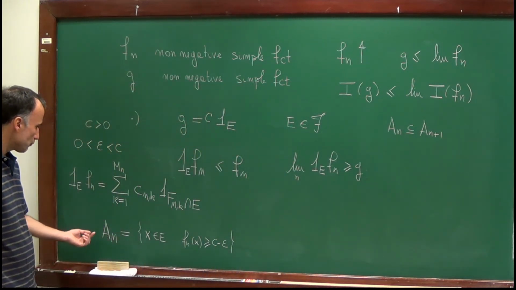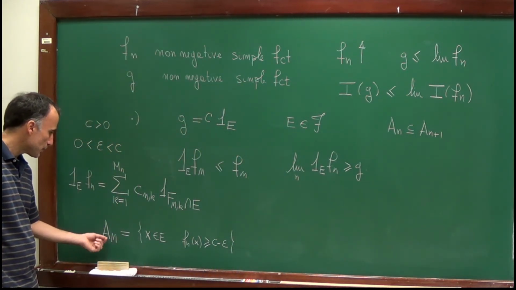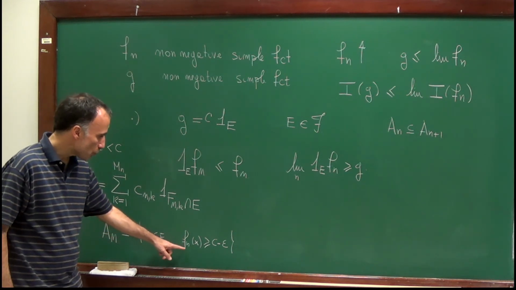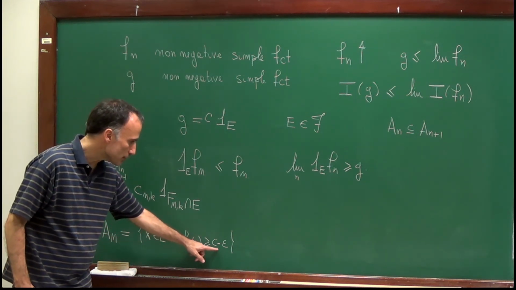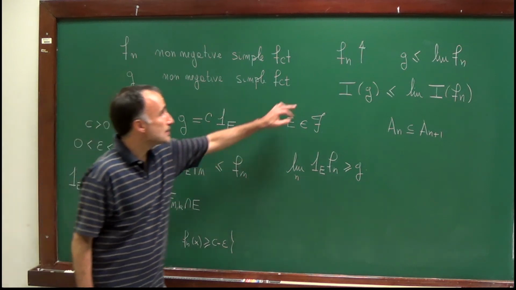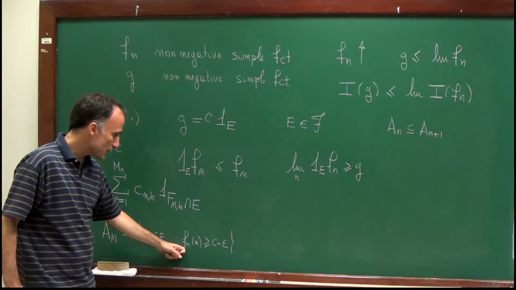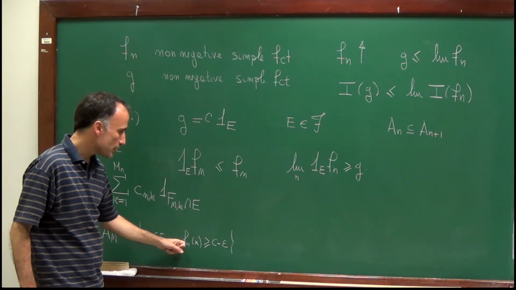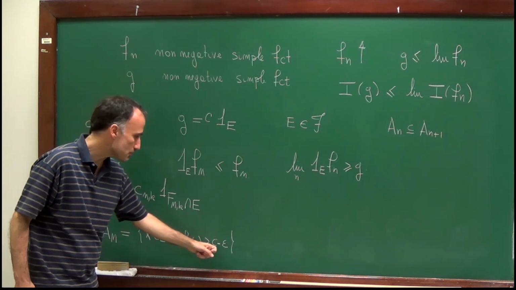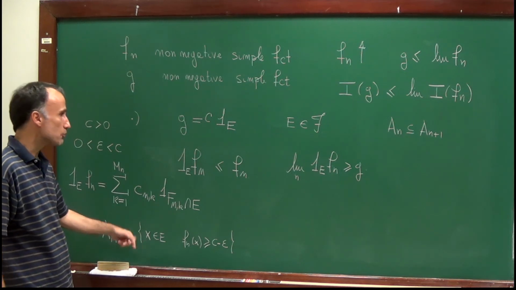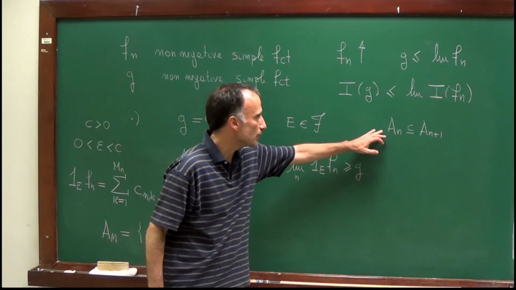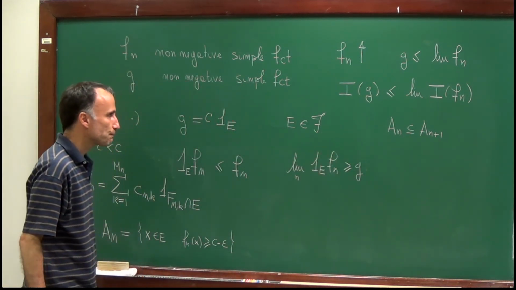Why is this true? Well, take a point in A_n. So this is a point in E for which f_n(x) is larger or equal than c minus epsilon. Since the sequence f_n is increasing, f_{n+1} is larger than f_n, and therefore f_{n+1} is also larger than c minus epsilon, which means that x belongs to A_{n+1}, proving this inclusion.